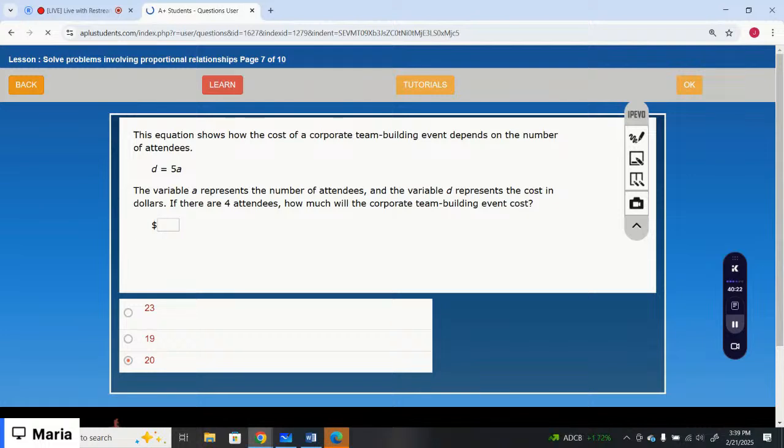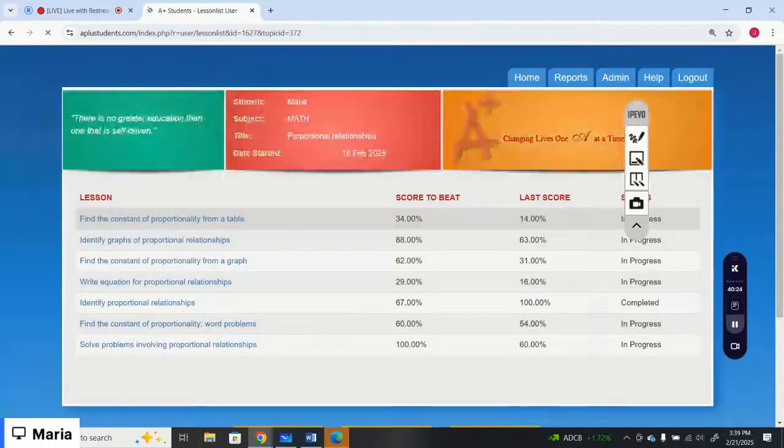So we were working on grade 8 math. The chapter we were working on is proportional relationships. The lessons we have covered today are identify proportional relationships, find the constant of proportionality word problems, solve problems involving proportional relationships.